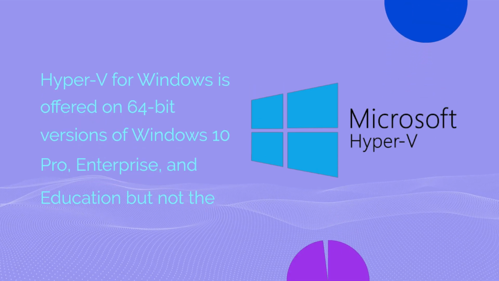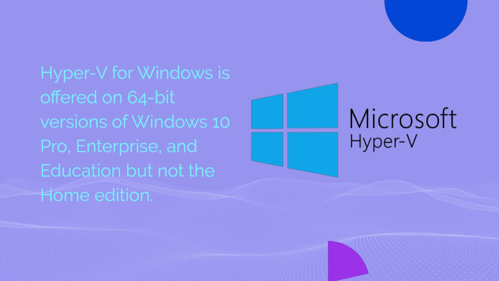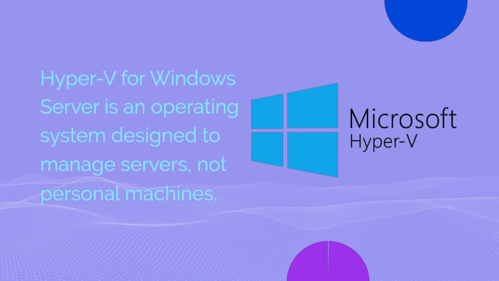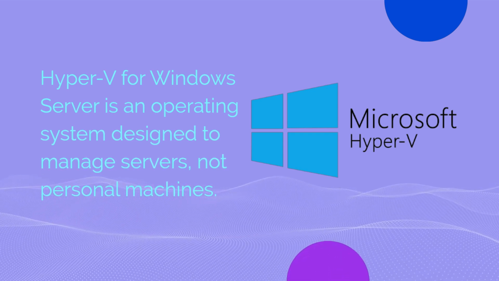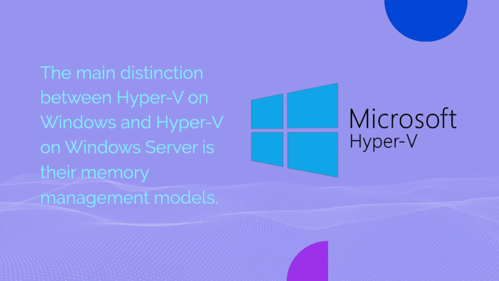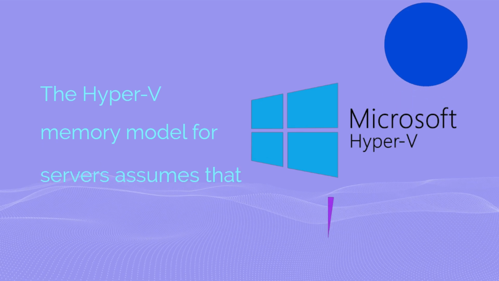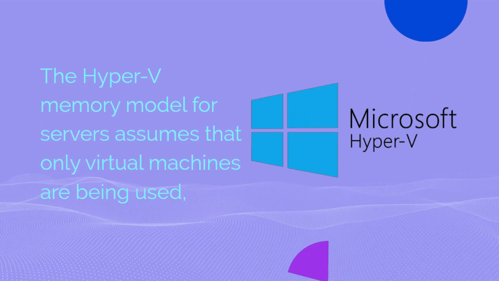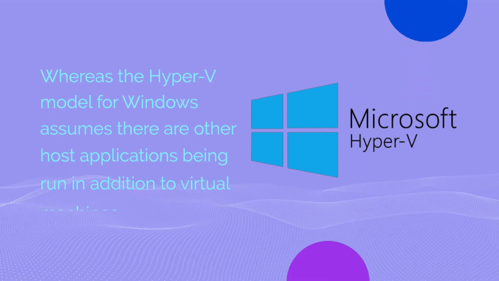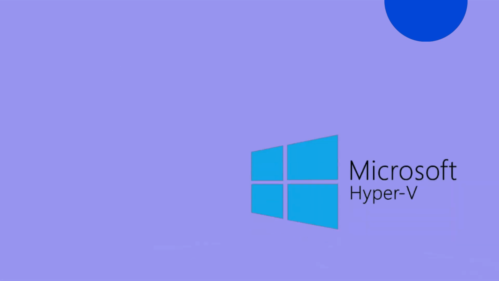Hyper-V for Windows is offered on 64-bit versions of Windows 10 Pro, Enterprise, and Education but not the Home Edition. Hyper-V for Windows Server is an operating system designed to manage servers, not personal machines. The main distinction between Hyper-V on Windows and Hyper-V on Windows Server is their memory management models. The Hyper-V memory model for servers assumes that only virtual machines are being used, whereas the Hyper-V model for Windows assumes there are other host applications being run in addition to virtual machines.